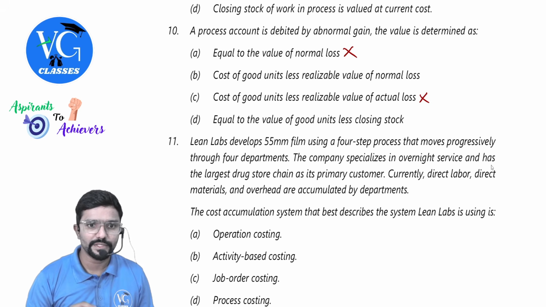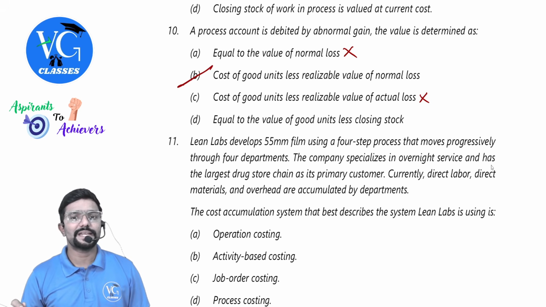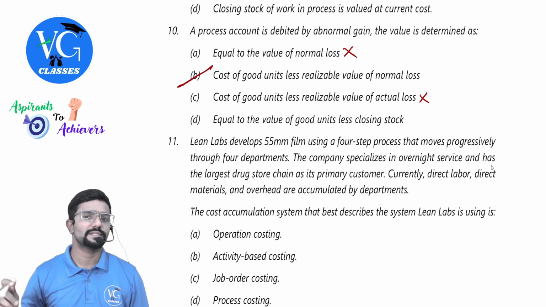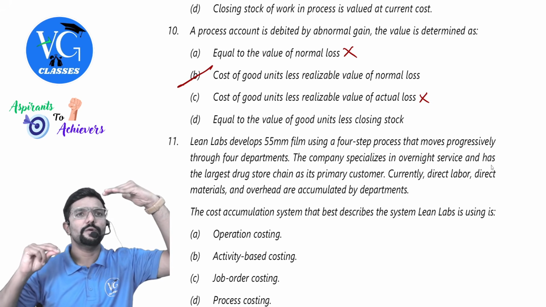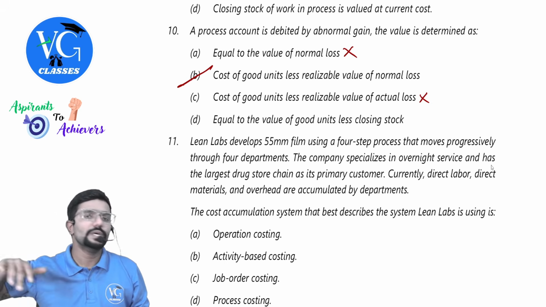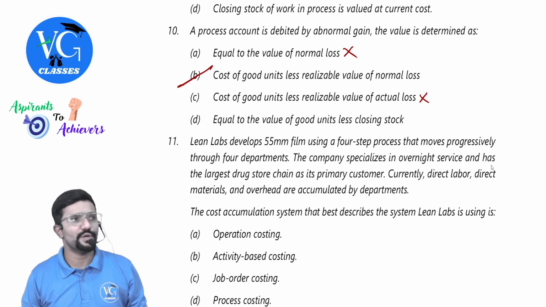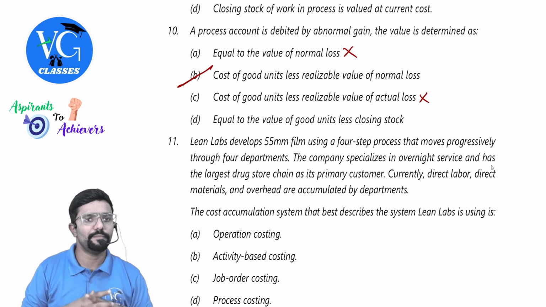So out of the given options, it should be B. Cost of good units less realizable value of normal loss. Clear? That is the numerator on top. On the denominator, what do we do? Total input minus normal loss units, into the abnormal gain units. They have not given the complete information here, but out of the given options, it is B, guys.